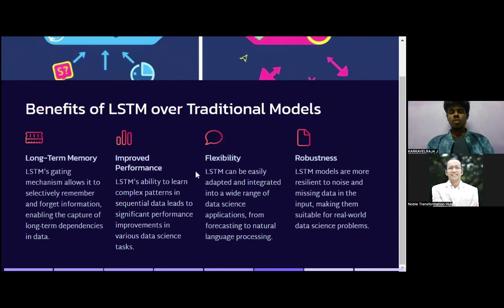Next, robustness: LSTM models are more resilient to noise and missing data in the input, making them suitable for real-world data science problems. With LSTM, we can have null values, zeros, or missing values, but it works fine because it is able to get only the important information and remove the unnecessary information using the gate specifically called the forget gate. So these are the benefits of LSTM over traditional models: long-term memory, improved performance, flexibility and robustness. Hope you guys are able to understand. Yes sir, over to you.